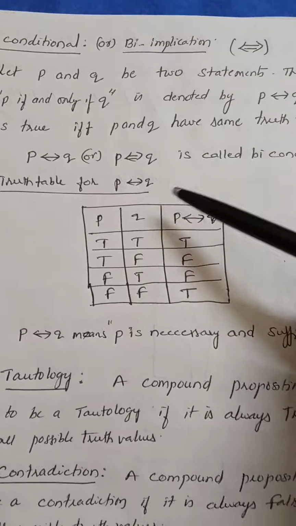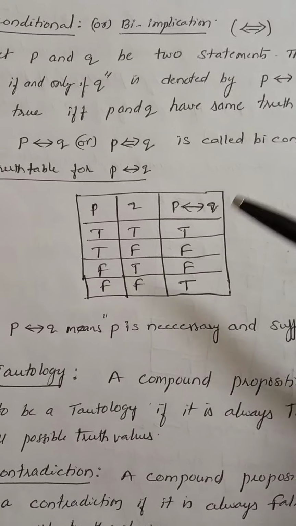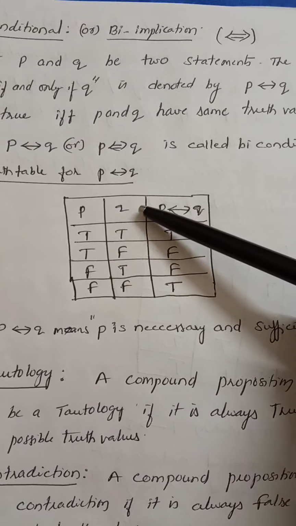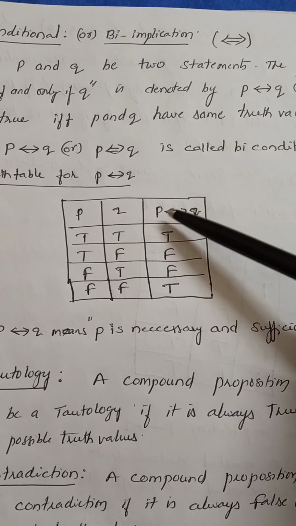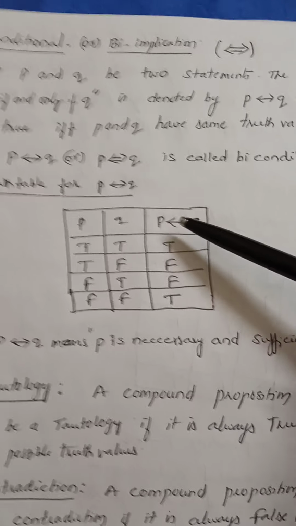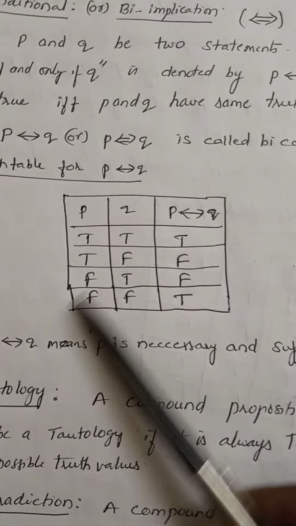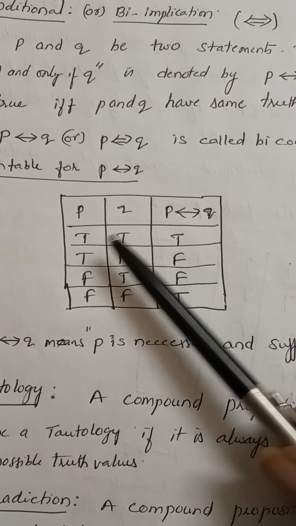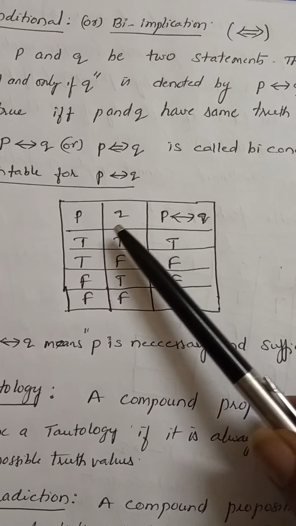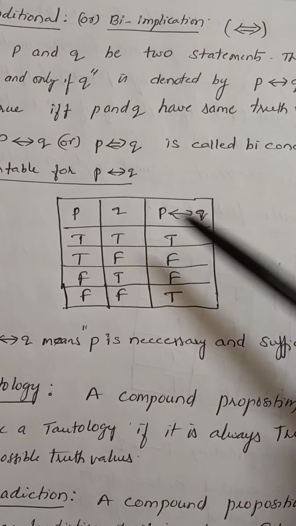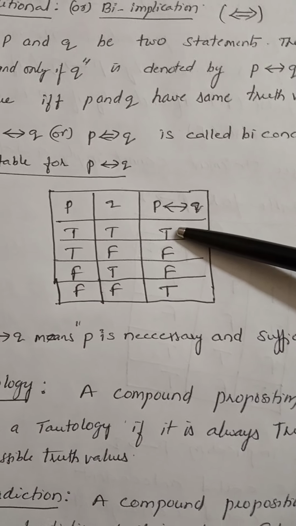This is the truth table of the biconditional. P is a statement, Q is a statement. P if and only if Q. Here P is true, Q is true. Both statements have the same truth values, therefore the result is also true.